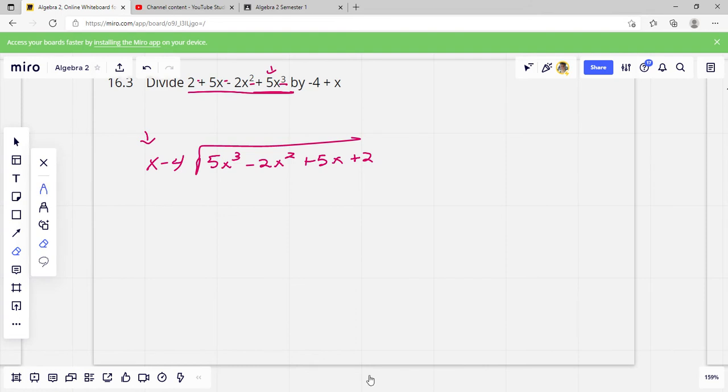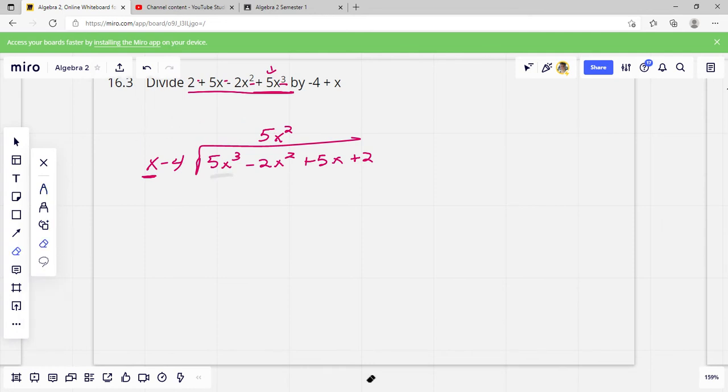Okay, so what I need to do is, this is just like a regular long division problem. I need to see how many times I have to multiply x to get 5x to the third. Well, I'm going to have to multiply it times 5, and I'm going to have 2 more x's to get there. So x squared. So if I multiply 5x squared times x, I'm going to get 5x to the third. That's what I'm looking for.